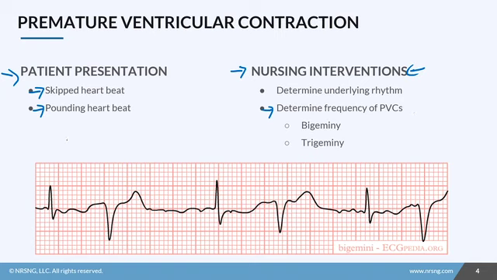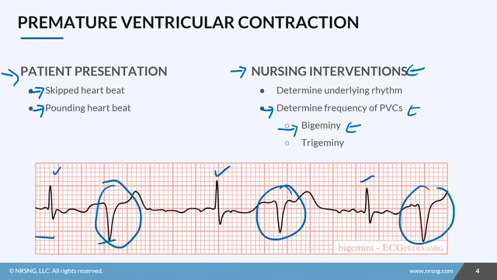Because if it's just every now and then, it's okay. We can just continue to monitor patients. But if it's happening more frequently, we've got to do something about it. Now, if you've ever heard the term patients having bigeminy, what this means is that they are having a PVC every other beat. So if you look here, this is a normal QRS complex and then a PVC. Normal, PVC, normal, PVC. So if it's every other beat, it's bigeminy.